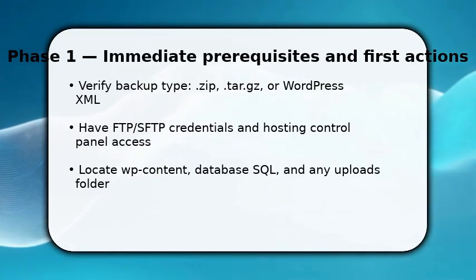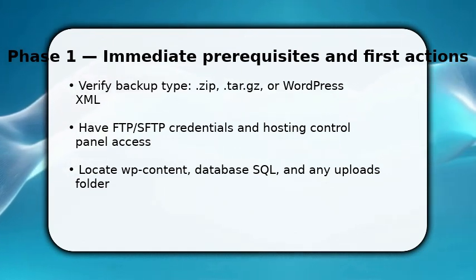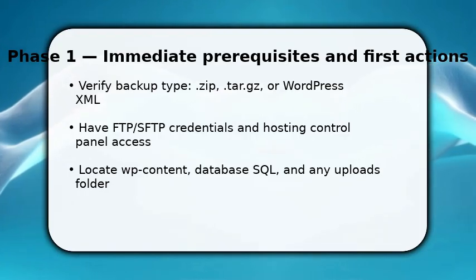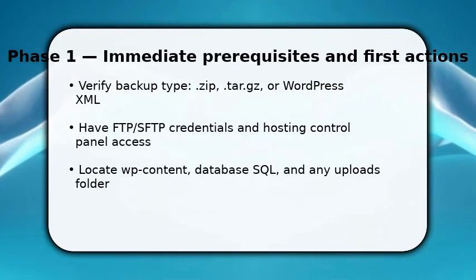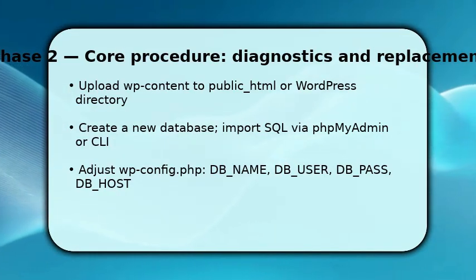Now create a temporary folder, extract archives into it, and inspect the SQL file for table prefixes. This early verification avoids mismatches and saves time when you import later. Next, upload the extracted WP content into your WordPress directory using FTP. Overwrite existing files if you intend a full restore.